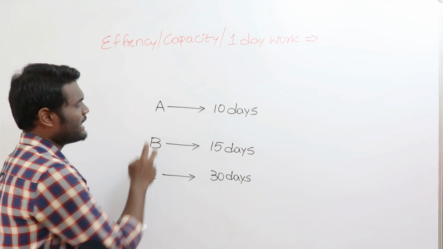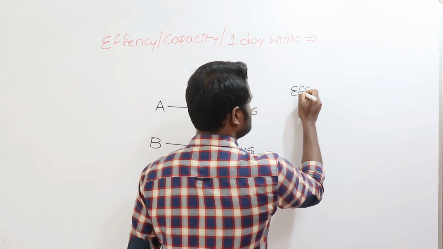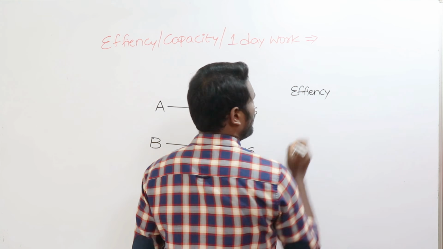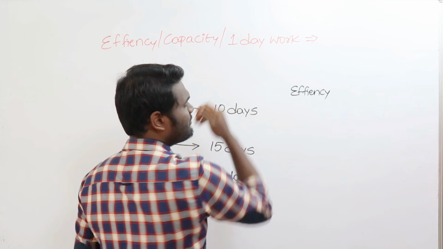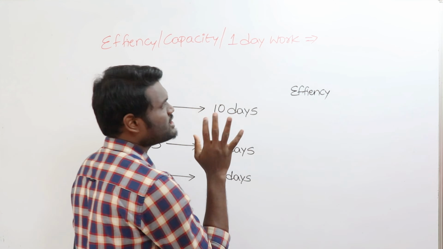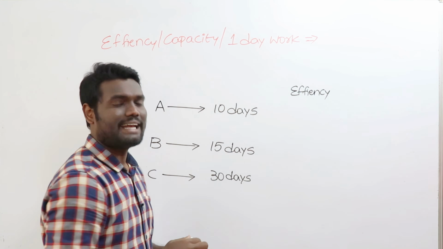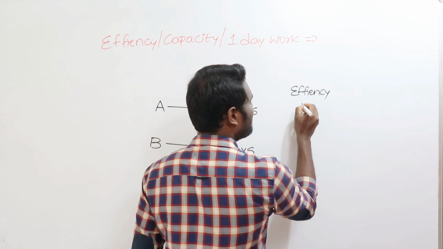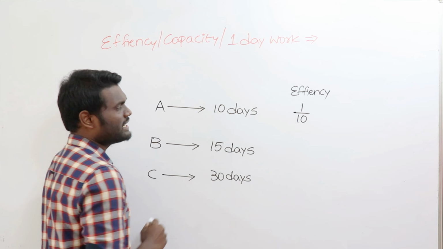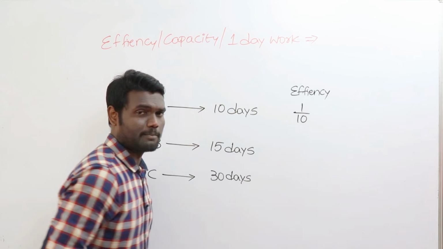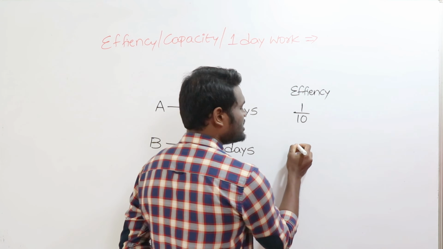For example, the efficiency of A. What does efficiency of A mean? I told you efficiency or capacity or 1 day work are all the same, which means the efficiency of A is nothing but the work done by A in 1 day. If A can complete the work in 10 days, in 1 day A can do how much work? In 1 day A can do 1/10 of the work, which means the efficiency of A is nothing but 1/10.